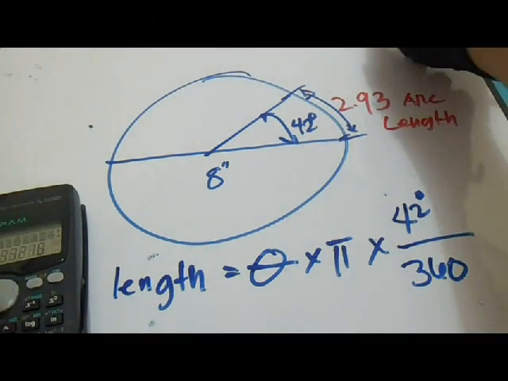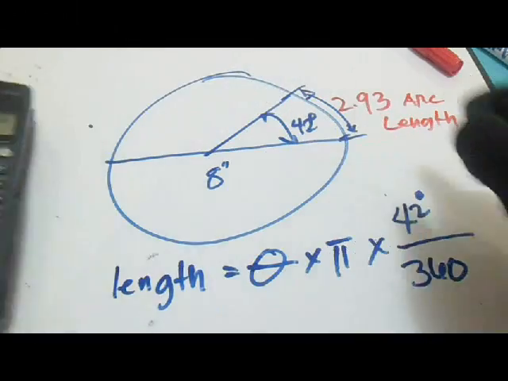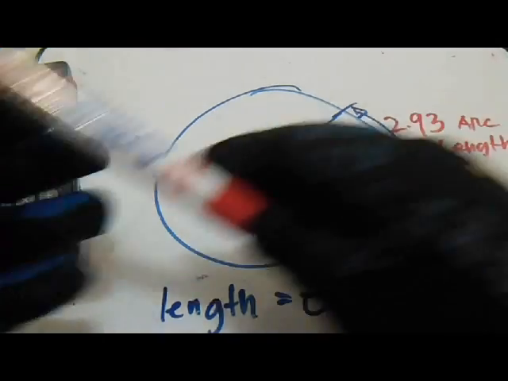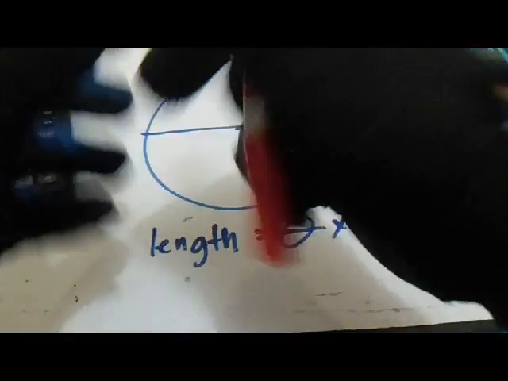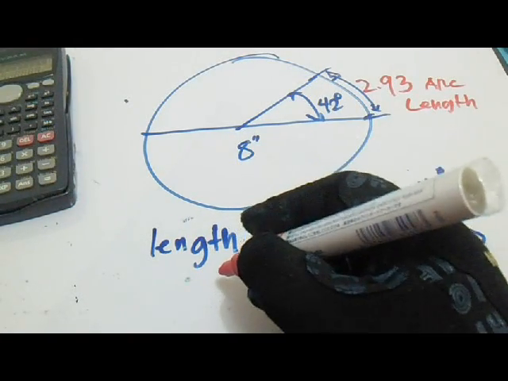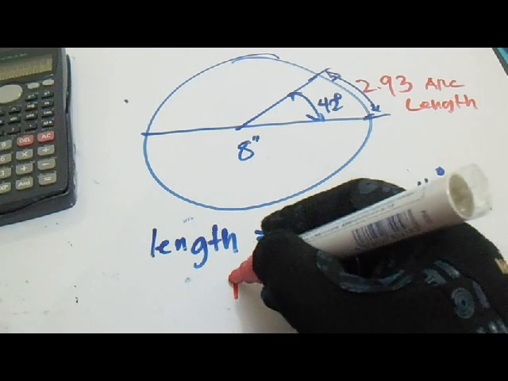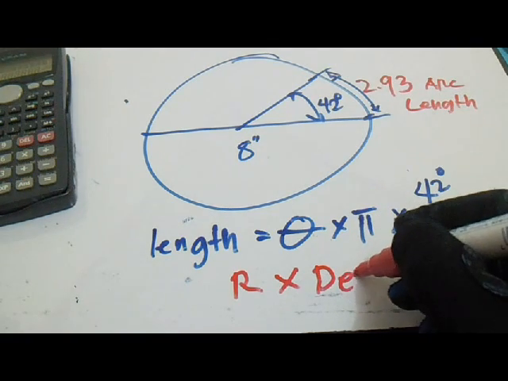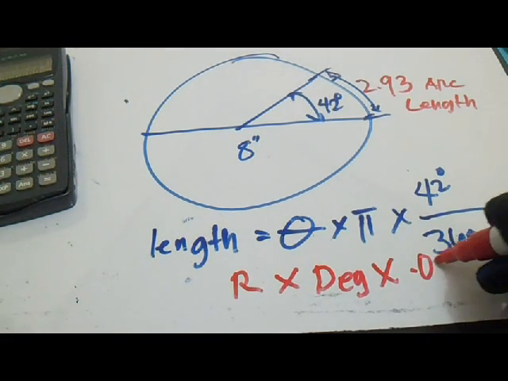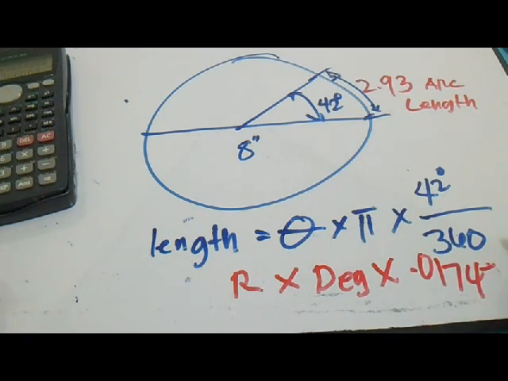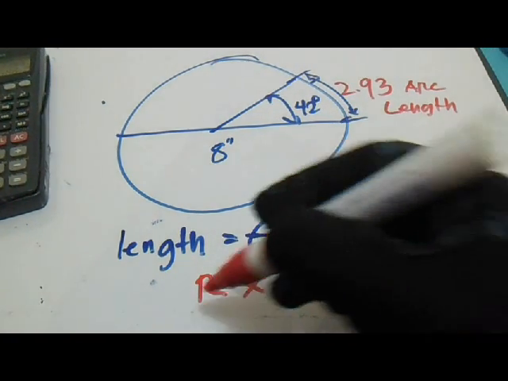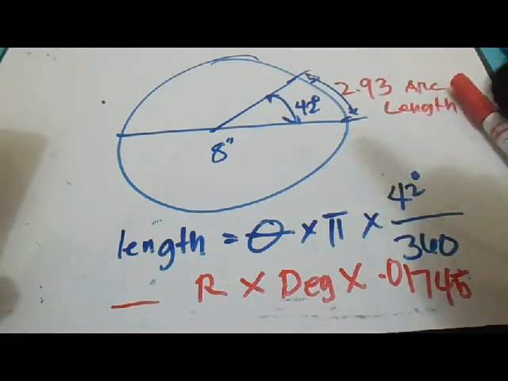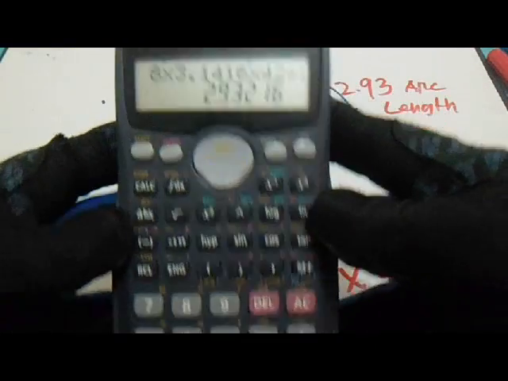And also, for another formula, I will show you another formula for this arc length. For this arc length, we have also radius times degrees times 0.01745. Okay, this is another formula. Then also this is the easy way formula for how to compute arc length.